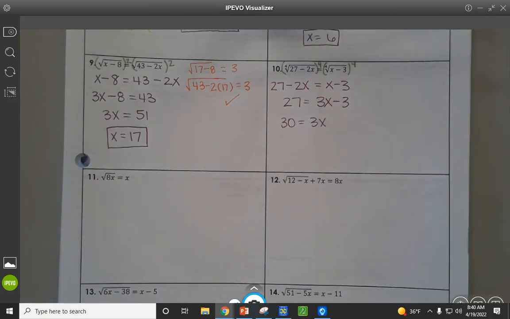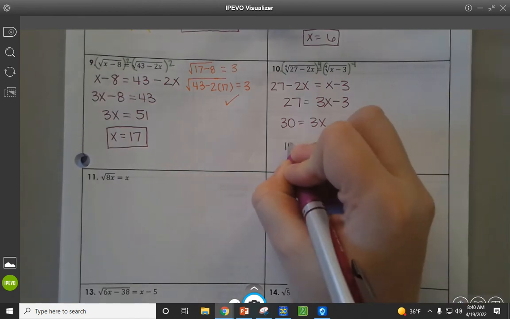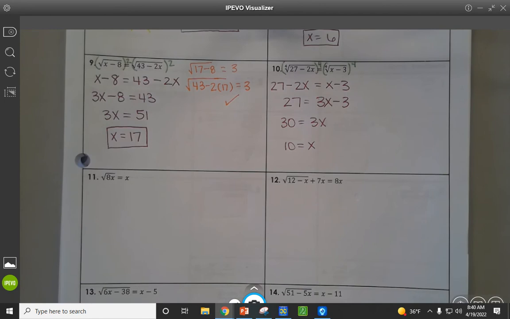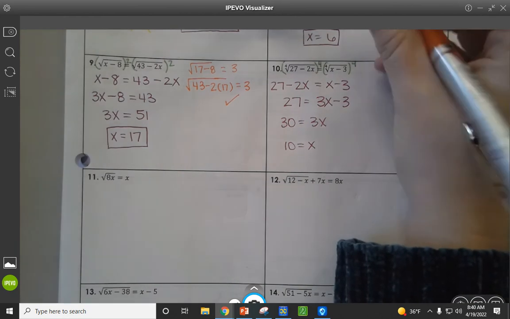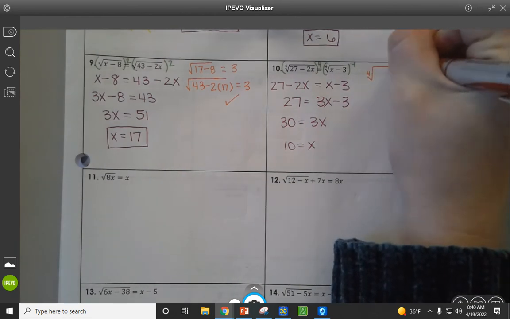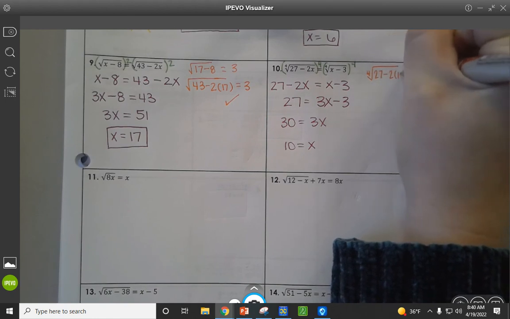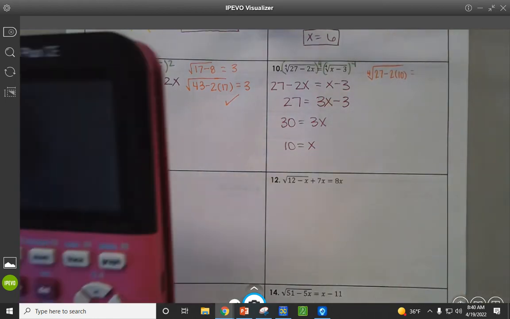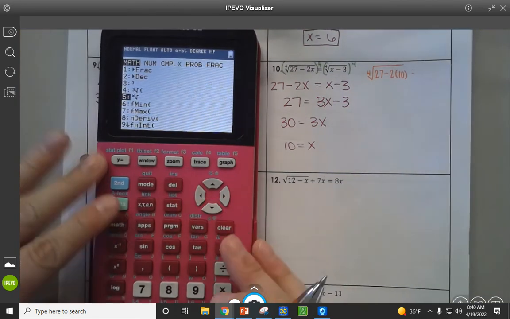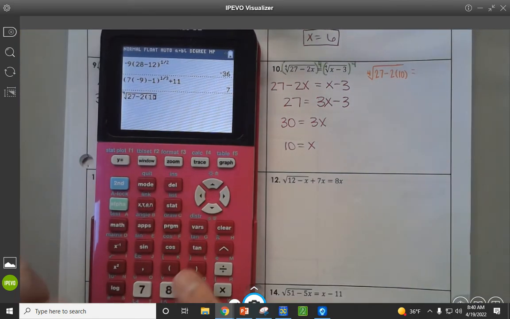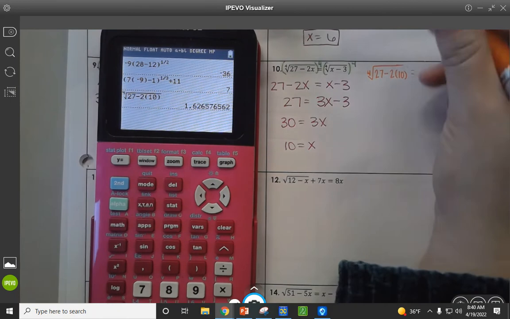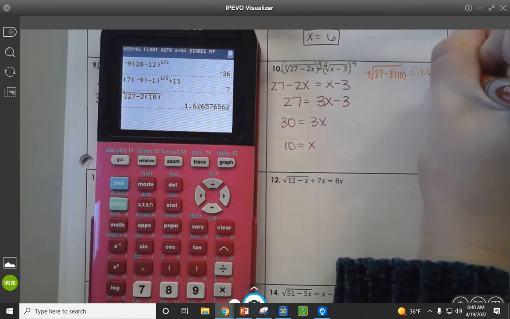All right. So we have the fourth root of 27 minus 2 times 10. Get 1.63. And the fourth root of 10 minus 3, we get the same thing. So 10 is the solution.